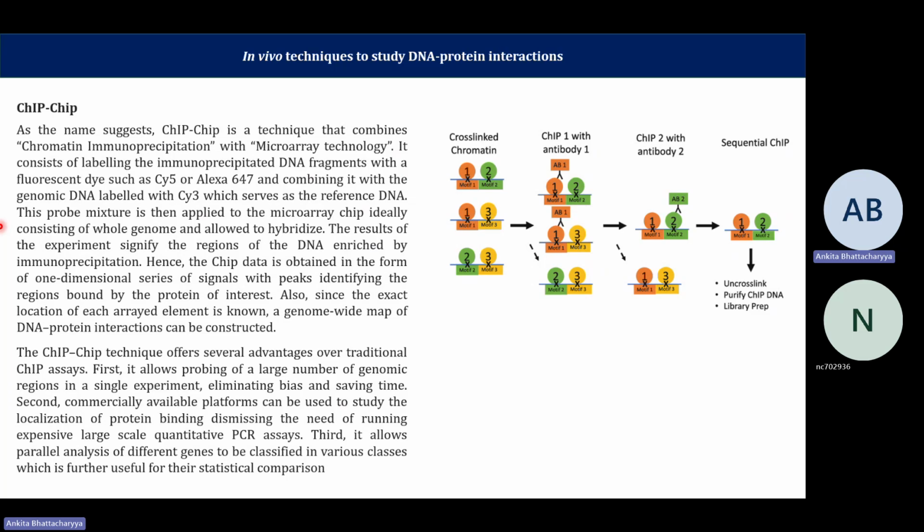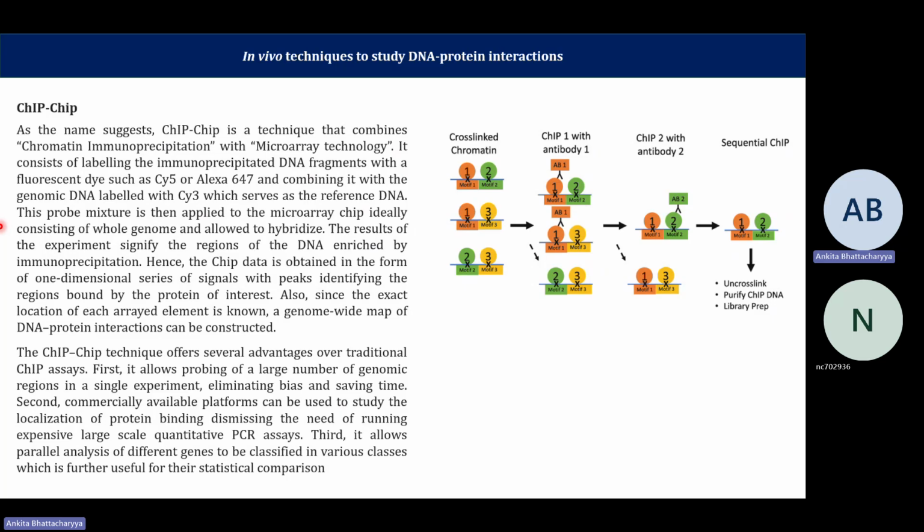What will the results of this experiment show? It will show you which regions of DNA are enriched by immunoprecipitation, because wherever it binds, the fluorescent signal will be different, and then you will get a readout for your detected protein. Hence, the results signify the regions which are enriched, and ChIP-chip data is obtained in the form of a one-dimensional series of signals with peaks that identify the regions bound by my protein of interest.